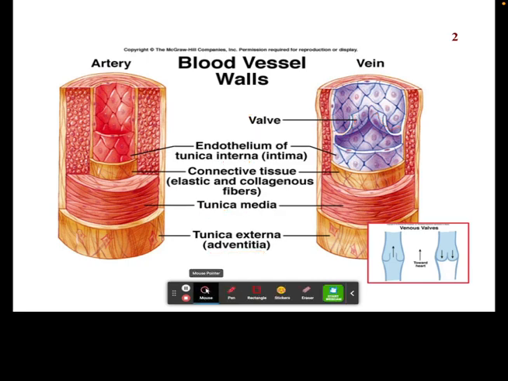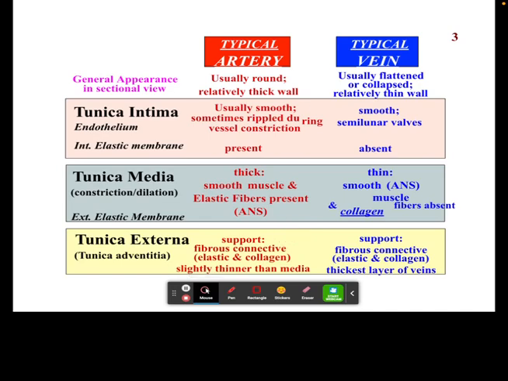That said, what are the differences? Right, a lot of words here, so let's break them down. Let's start off with the innermost layer. So when we're looking at the innermost layer of an artery, the tunica intima is usually smooth, and sometimes it may be a little bit rippled during vessel constriction. But another major piece here is the fact that there is an elastic membrane inside. The veins do not have that elastic membrane.